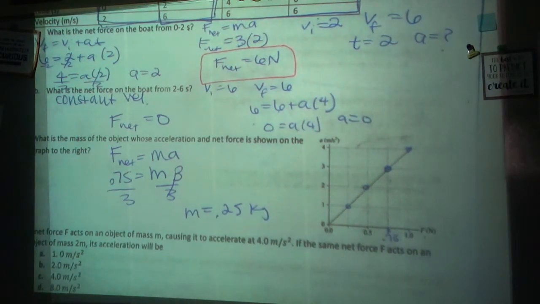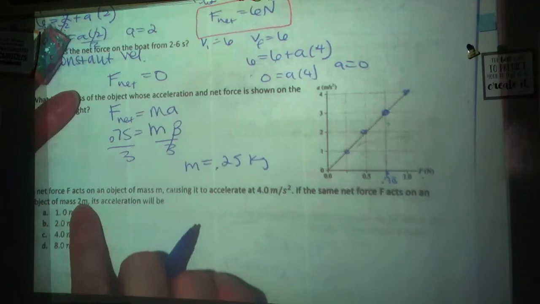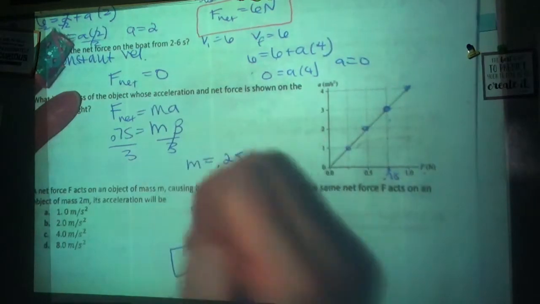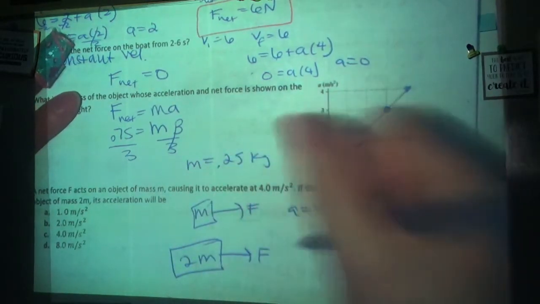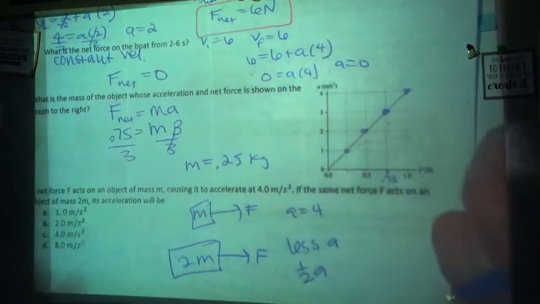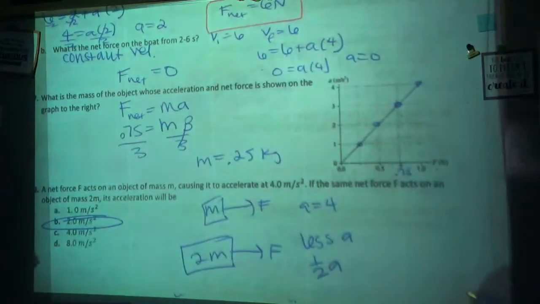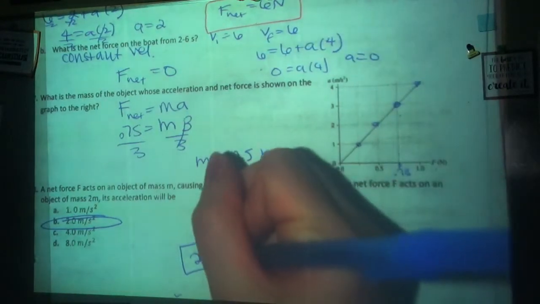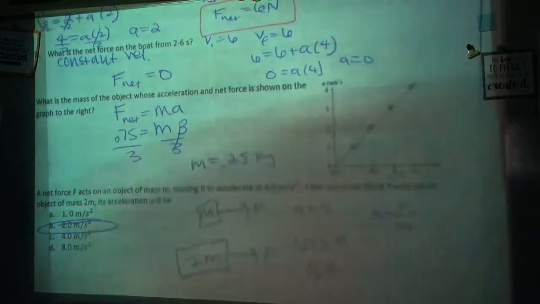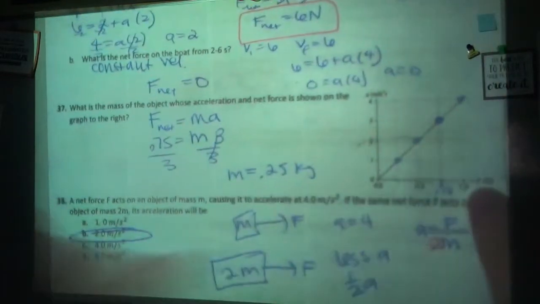38, I have a net force F acting on a mass M, causing it to accelerate at 4. If I have the same force, but now it's on twice the mass, so think about M force, my acceleration is 4. If I have twice the mass, but I still pull it the same, it's going to have less acceleration. Because this was twice the mass, it's going to have half the acceleration. So if it was acceleration of 4, half that would now be 2. And the reason why this is dividing by 2, even though I multiply the mass, is because we rearranged our equation for A as force over mass. So if I put a factor of 2 here, see how that's 1/2ing the acceleration? So half of 4 is 2.